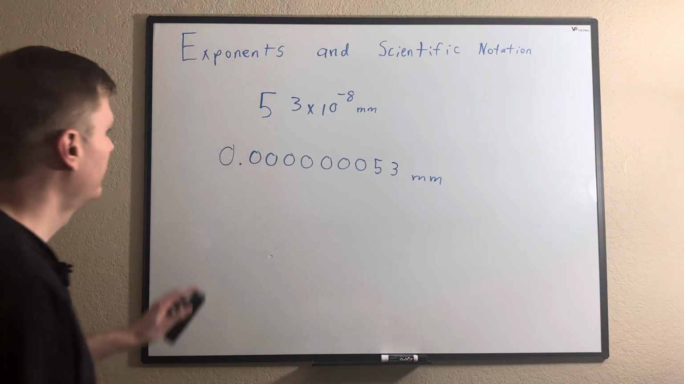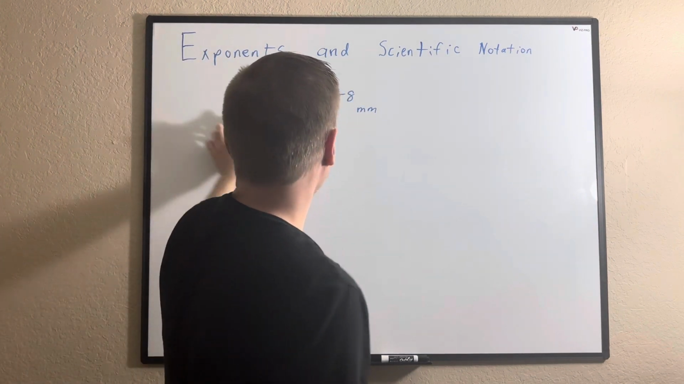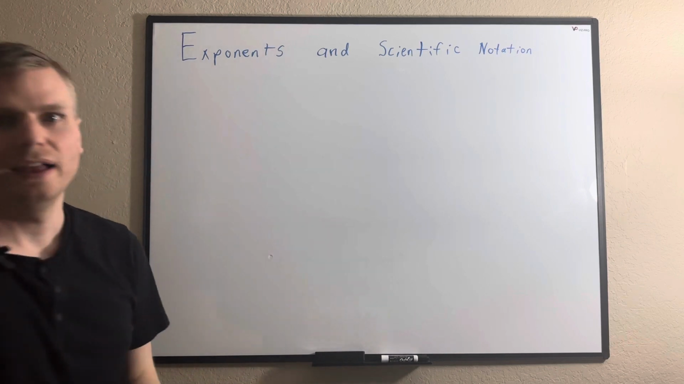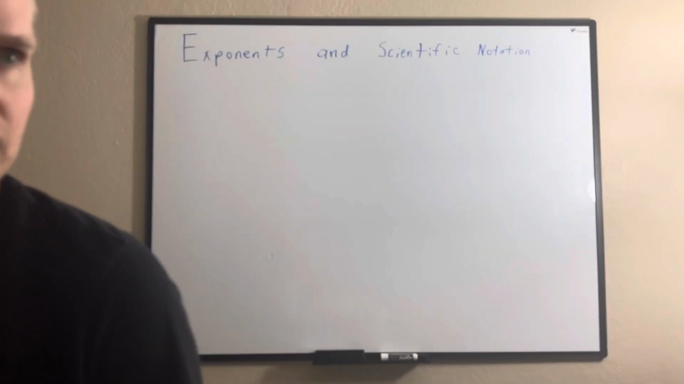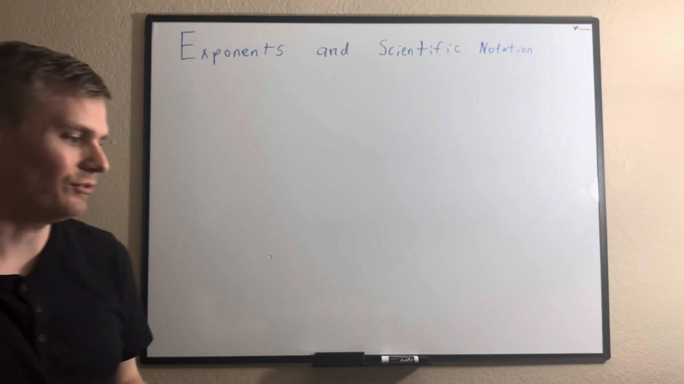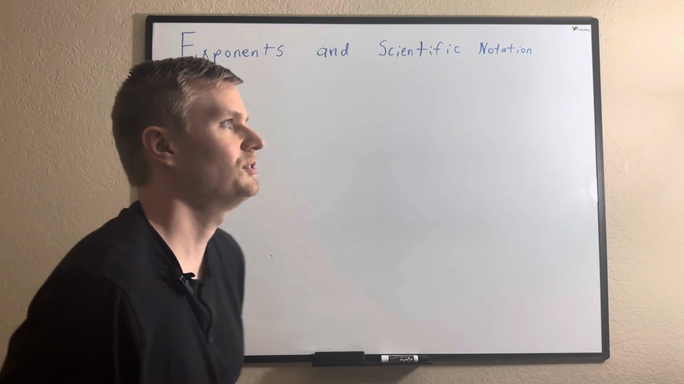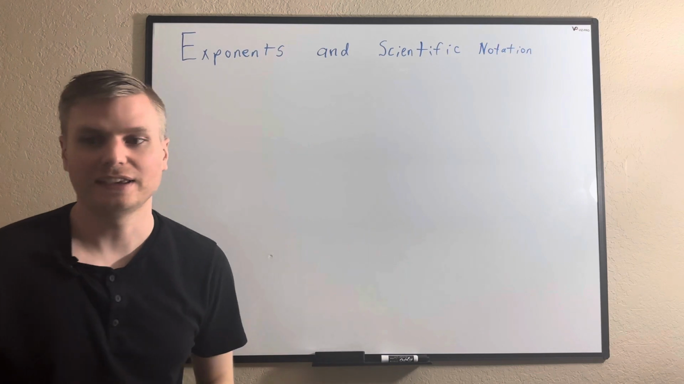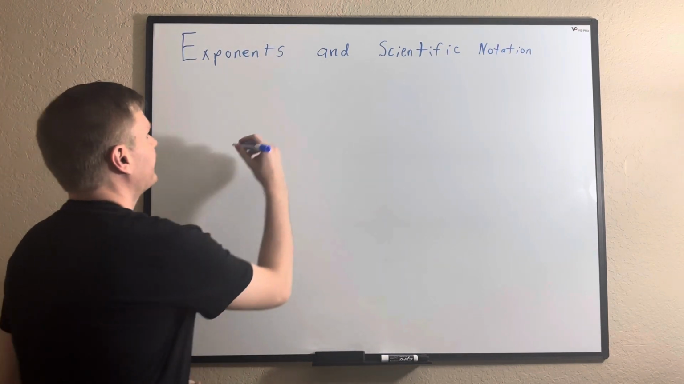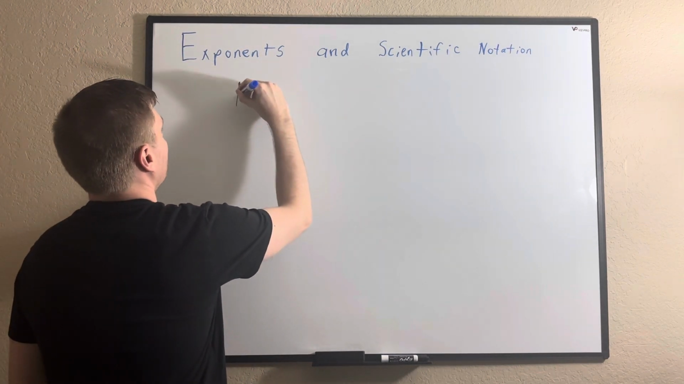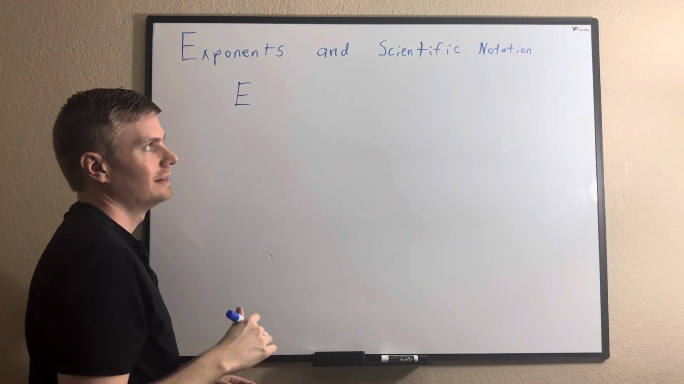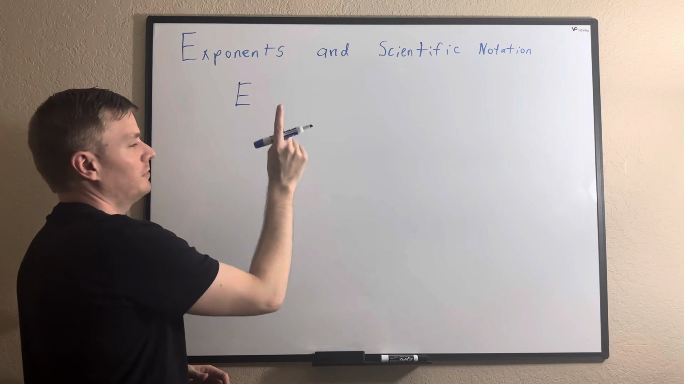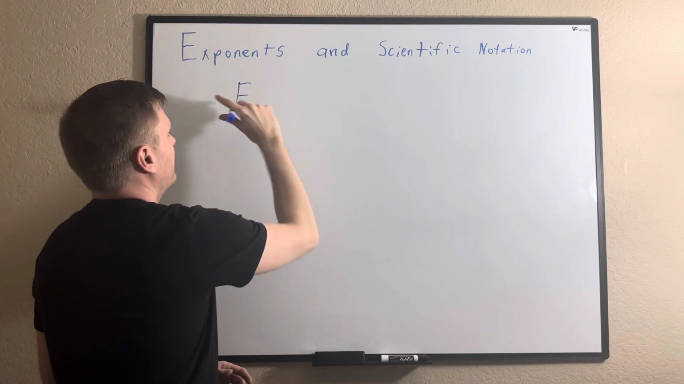Now, why are we learning all this? Well, sometimes we have to do math with them. And sometimes it would be really nice if we didn't have to input that number into our calculators all the time. By the way, the key on your calculator for exponents, or scientific notation really, not exponents, is the big capital E.